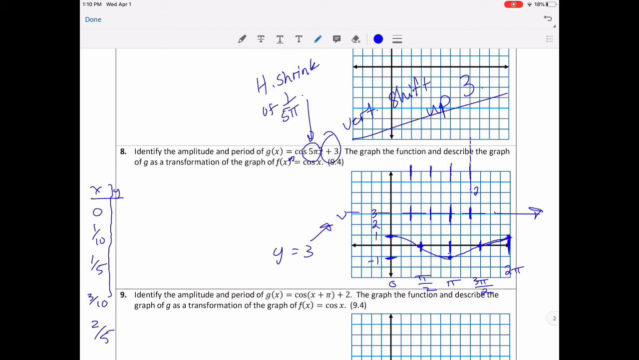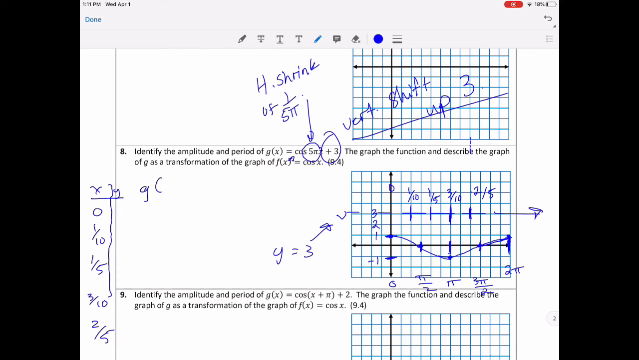So 2/5, 3/10, working backwards here now, 1/5, 1/10, and again 0. And let me erase. And remember, really all of these would be way more shrunk than this. I'm just making it this large in order that we might see it. Okay. Okay. Let's evaluate.